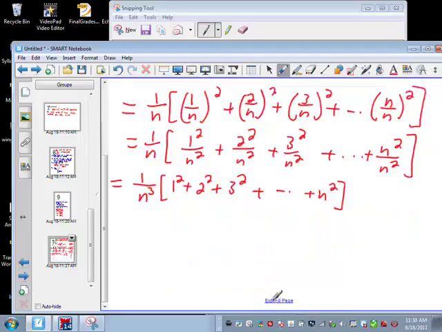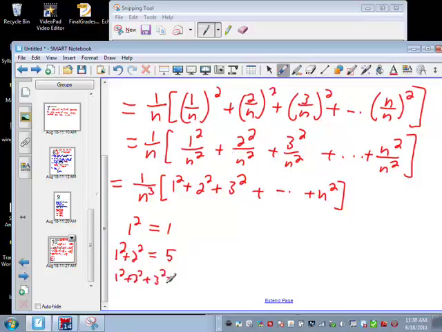I guess I'll add that as a remark. Let's look at it. Let's just do 1 squared first. 1 squared is 1, right? 1 squared plus 2 squared. What is that? 5, okay. 1 squared plus 2 squared plus 3 squared. What is that? 14. 1 squared plus 2 squared plus 3 squared plus 4 squared. What's that? 30. I'm not seeing a pattern. I don't know what that is.